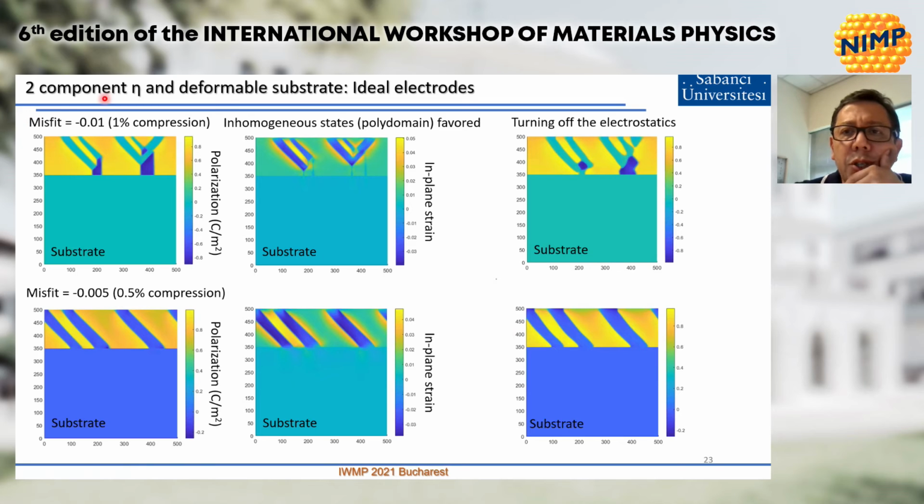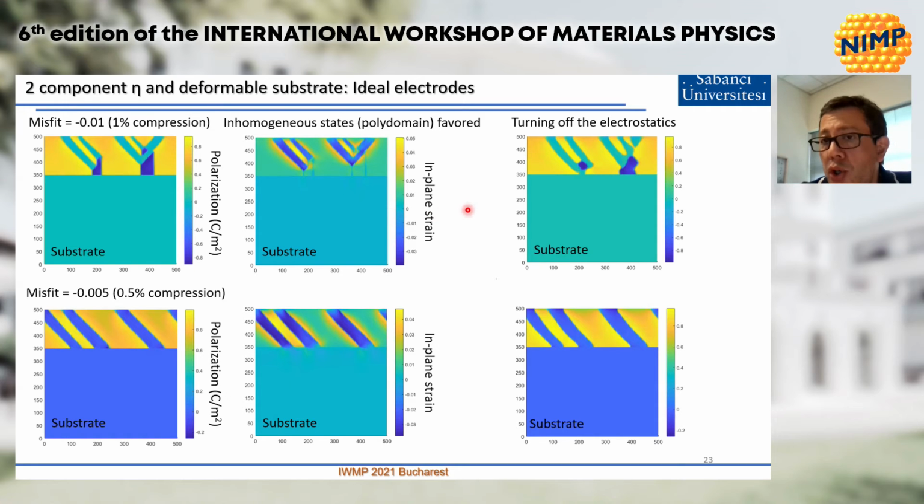The first solutions I provide are for the ideal electrode case. We have some slight misfit, and we found that the inhomogeneous states are favored. So we do get these elastic domains. This is the out-of-plane polarization, and the green regions that you see are in-plane polarization regions. We can map the strains, and we can change the misfit. Of course, as you go towards more relaxed misfit, we might actually have more of these in-plane domains, which are the blue regions here. And again, look at the strains.